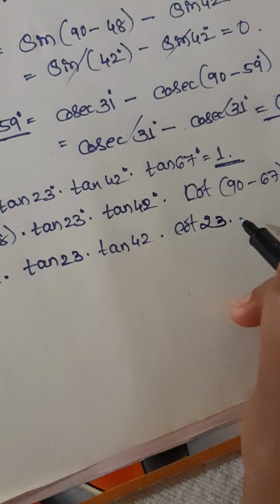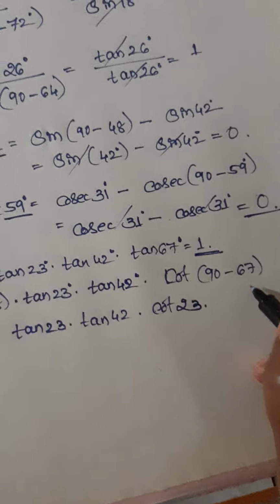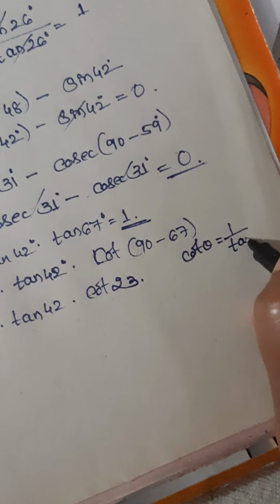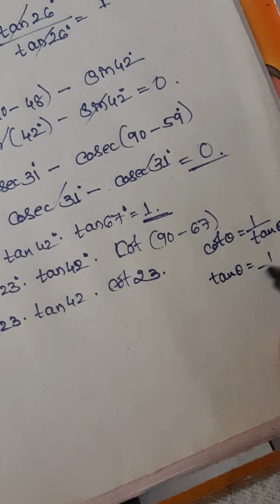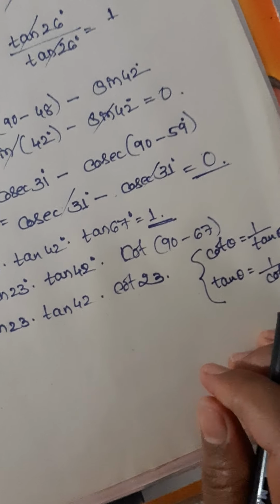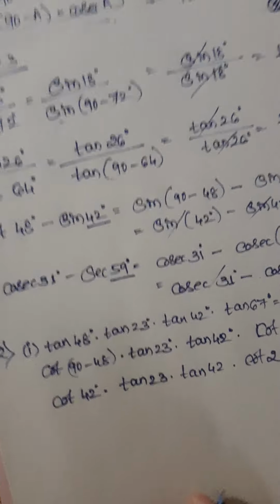is 23. So in our first video, in our basics video, we have learned cot theta is equal to 1 by tan theta, and tan theta is equal to 1 by cot theta. Like this some formulas we learnt in our first video. If you have not seen that one, you can go and see the earlier videos.